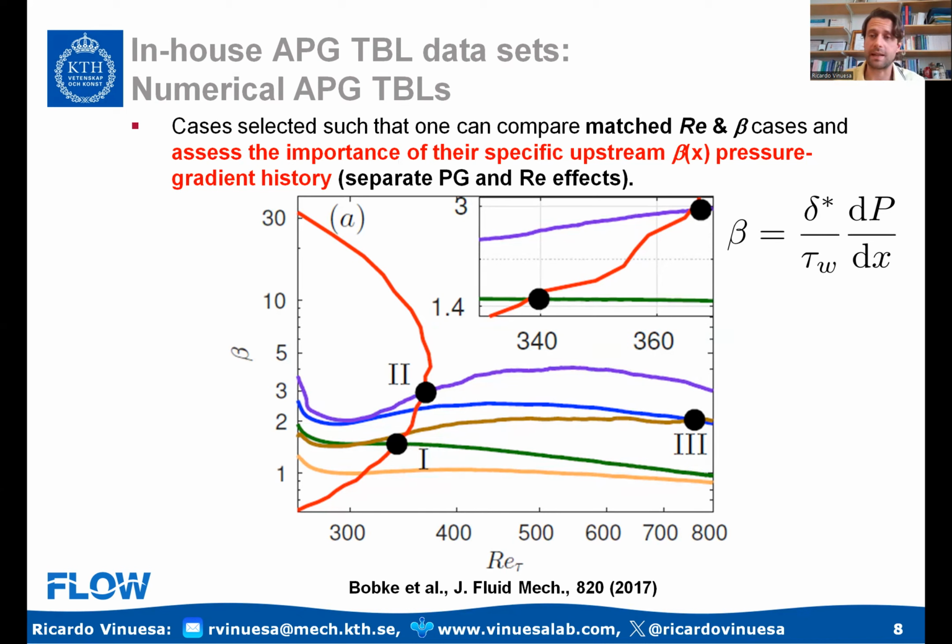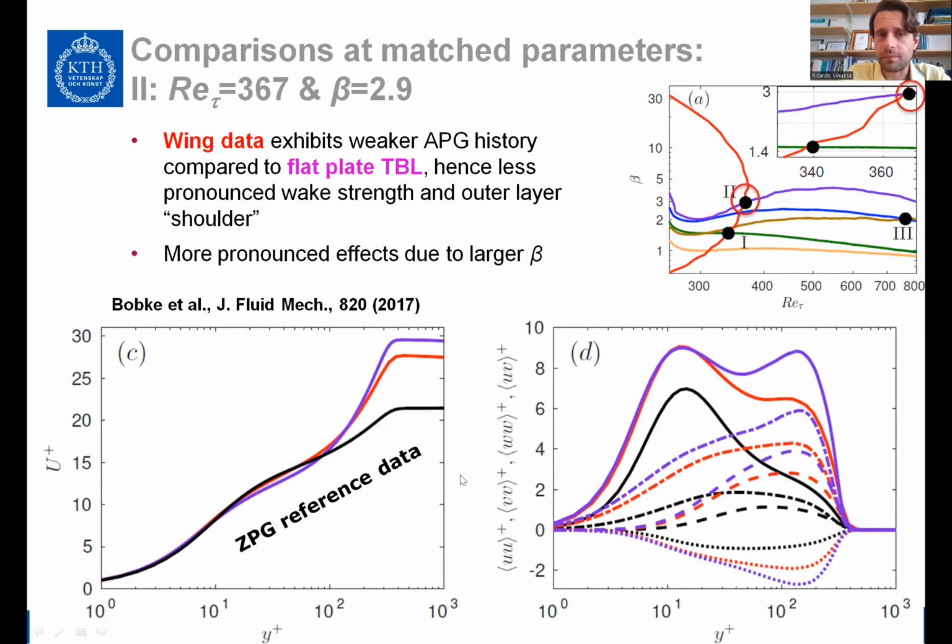And constant beta cases allow us to separate, on the one hand, pressure gradient effects, and on the other, flow history effects. So what I'm showing you here is what happens when we try to match the local pressure gradient and Reynolds number conditions. And so here in point number 2, you can see how the red line and the purple line intersect. They have the same Reynolds number and the same beta, but different flow histories, right?